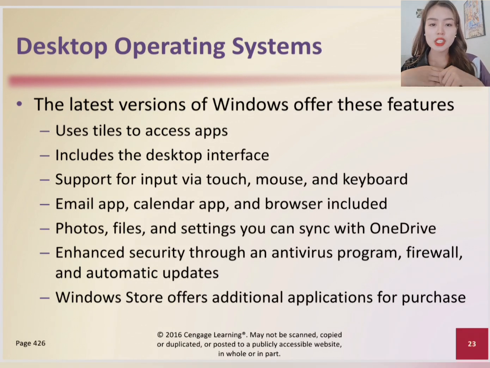There are 7 features in the latest version of Windows. 1. Use tiles to access apps. 2. Includes the desktop interface. 3. Supports touch, mouse, and keyboard. 4. Built-in email, calendar, and browser. 5. OneDrive syncs photos, files, and settings. 6. Enhanced security with antivirus and updates. 7. Windows Store for more apps.